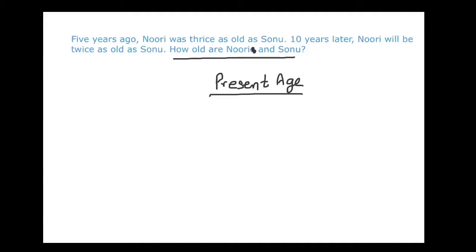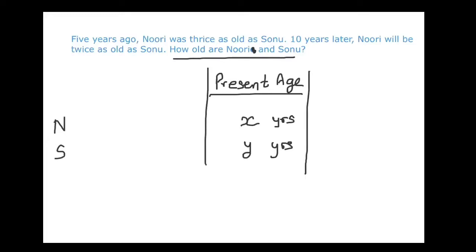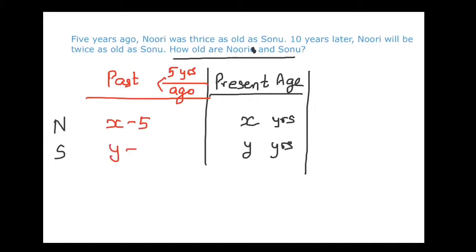Suppose present age of Noori is X years and that of Sonu is Y years. So this is what you have to find out. Now it is given that 5 years ago, means before 5 years. You have to go in past. So in past, whatever present age is there, that will be subtracted. So Noori will be X minus 5 years and Sonu will be Y minus 5 years. This will be the age 5 years ago for both the persons.